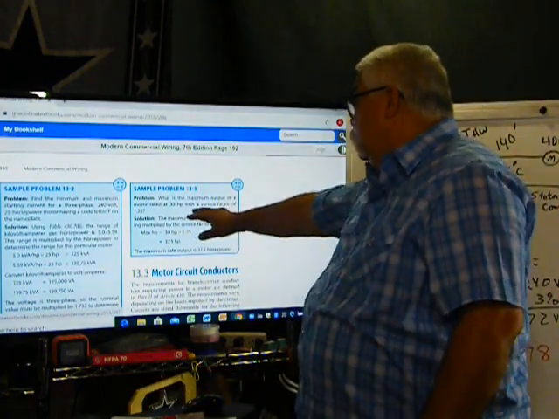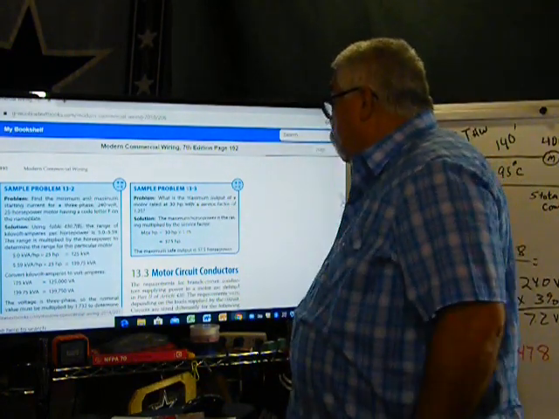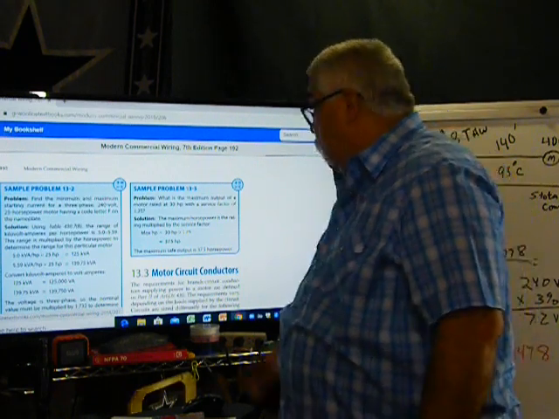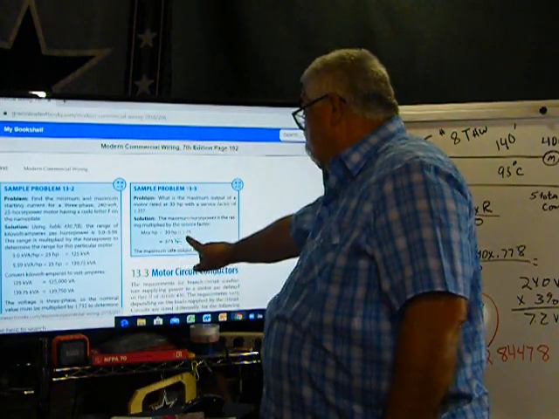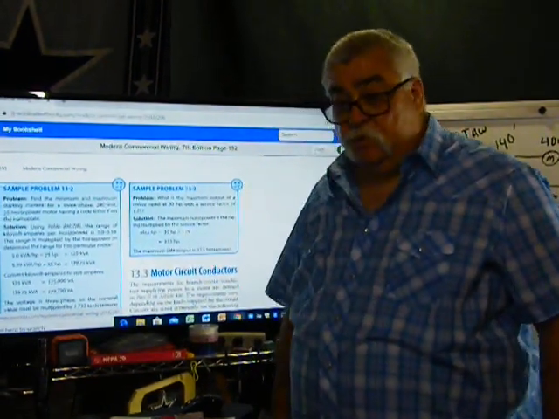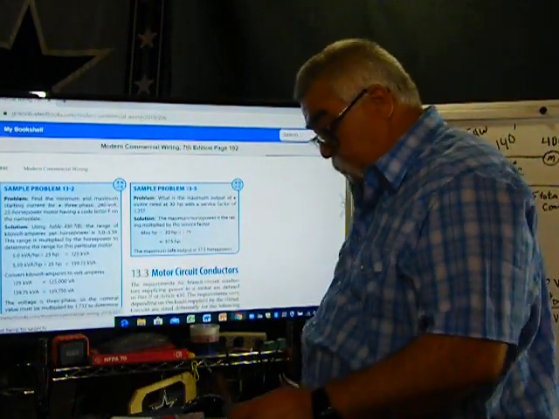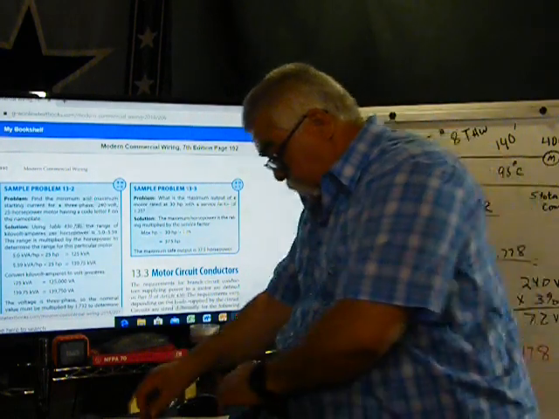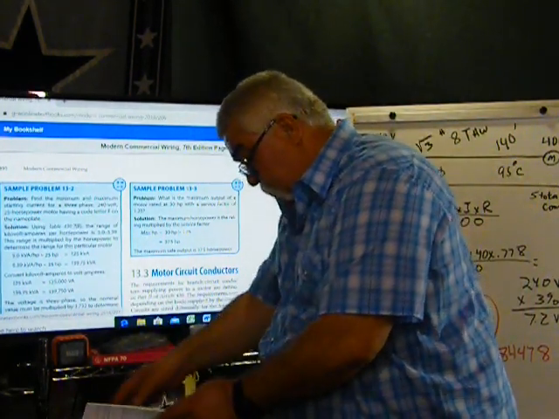So here's the question here. It says, what is the maximum output of a motor rated at 30 horsepower with a service factor of 1.25? Okay, all you got to do is get that 30 multiplied by 1.25. Maximum output is 37.5 horsepower. Okay, that's a very simple question. I was going through it, and it just got some of the regular stuff that I talked about.